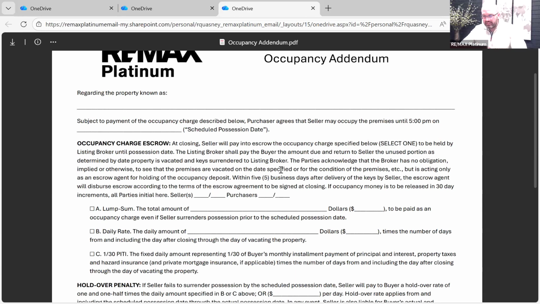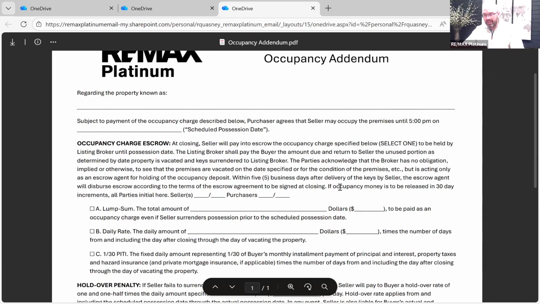Within 5 business days after delivery of the keys by the seller, the escrow agent will disperse escrow according to the terms of the escrow agreement to be signed at closing. So this is saying that there will be a future document at closing that all parties will sign, creating the escrow for this, having the terms of how it's going to be dispersed. If occupancy money is to be released in 30-day increments, all parties initial here, but typically I've never actually seen that initialed.